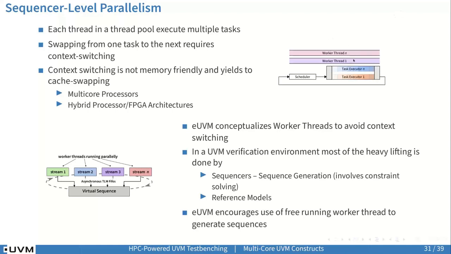This avoids all the overhead that would be there because of the scheduler part of the simulator, as well as because of the context switching. All the heavy lifting, which is mostly related to sequence generation, randomization, and sometimes the reference model, can be handled by worker threads.